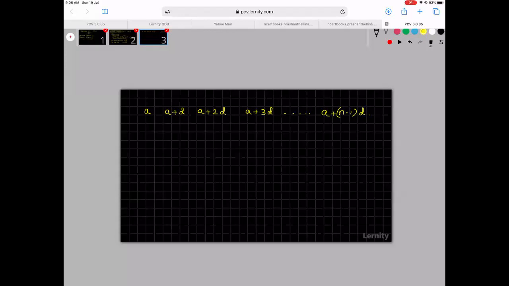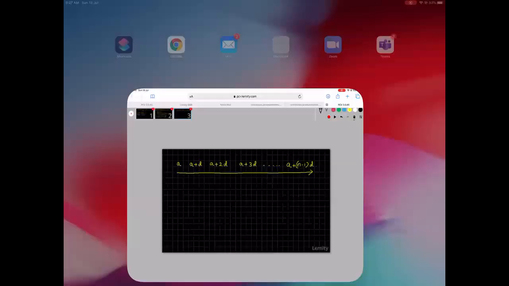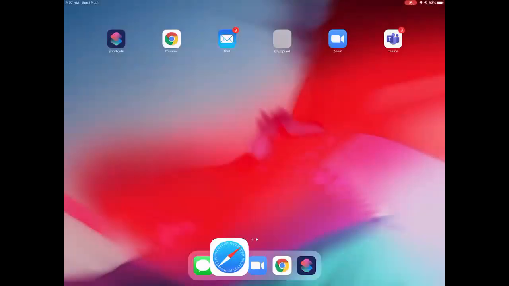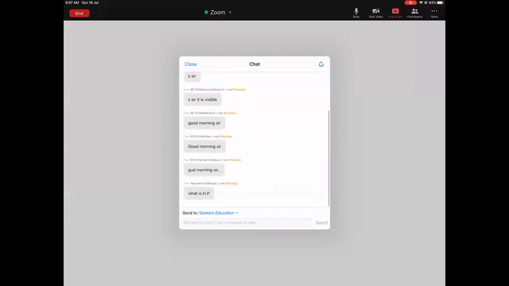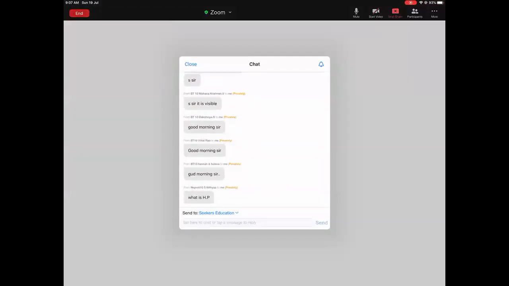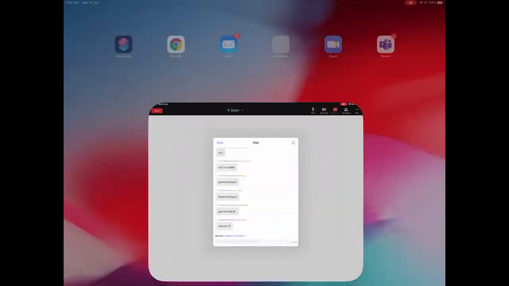Are we able to understand this logic here? The first term is A, the second term is A plus D, the next term is A plus 2D, A plus 3D, and all the way it goes up to A plus (n minus 1) times D. Am I understandable? Are you able to understand me? Some indications?